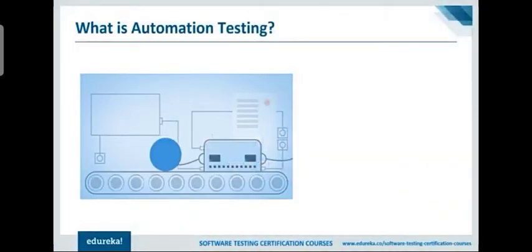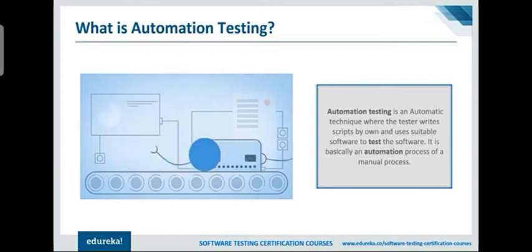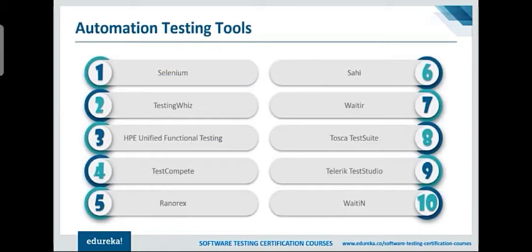As I have already mentioned, automation testing is an automated technique where the tester writes scripts on their own and uses suitable tools to test the software. It is basically an automation process of a manual process. So there are many tools to carry out automation testing like Selenium, TestingWhiz, HPE Unified Functional Testing, TestComplete, Ranorex, WatiR, WatiN, Telerik Test Studio, Tosca Test, and many more.